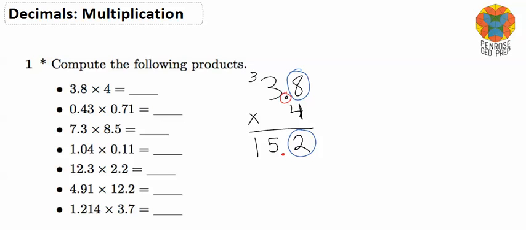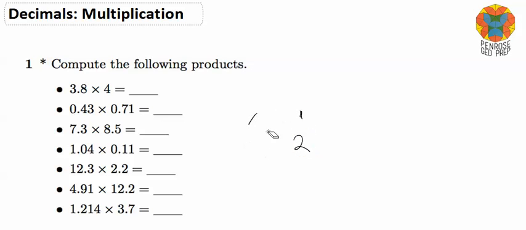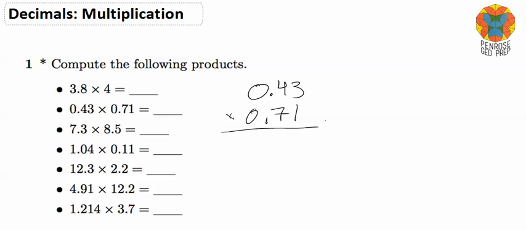Let's do one more example together. The next problem says 0.43 times 0.71. This time they both have decimals in them, but we're just going to ignore those for right now while we do our multiplication.